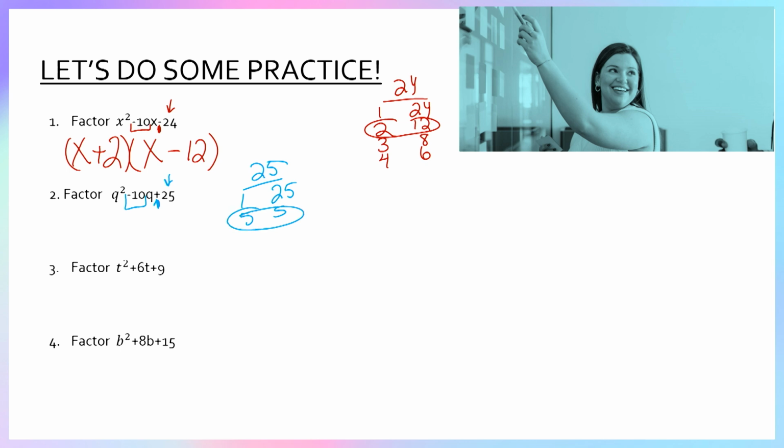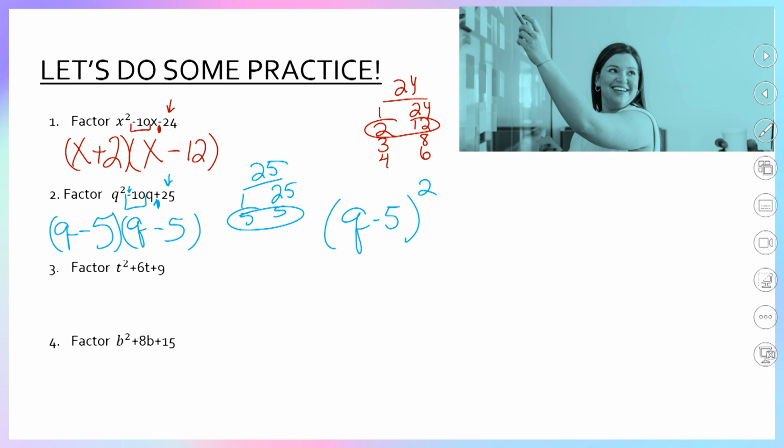Exactly right. So I'm going to build my 2 binomials. My second operation is a plus sign. So both of my binomials will have the same sign. I'm going to put 5 and 5. And then I have the factors of q squared that would give me q squared, would be q and q. Since they're the exact same binomial, I can write them, yes, exactly right, q minus 5 squared. Good job remembering. All right, let's look at number 3. Let's see what we got here.